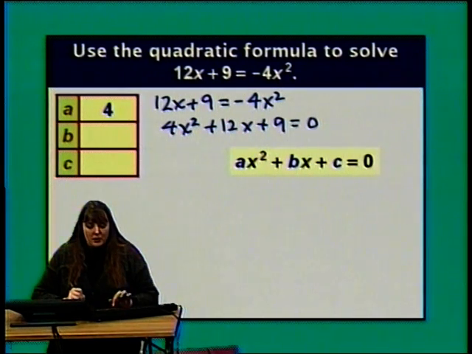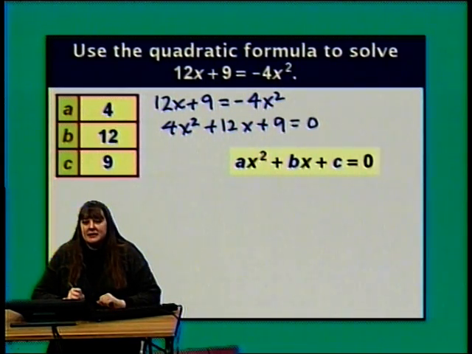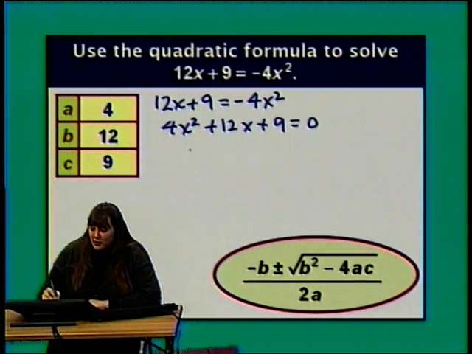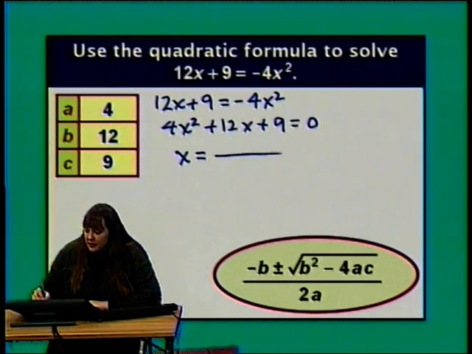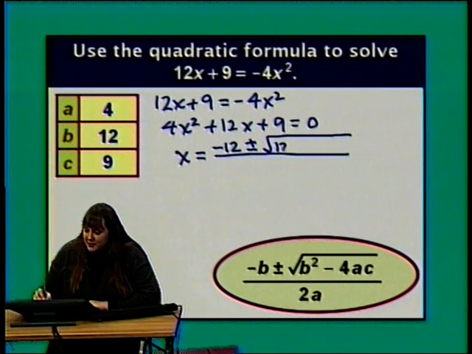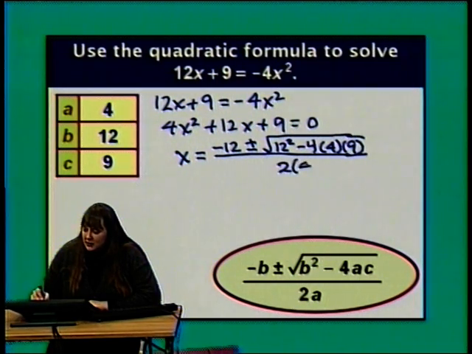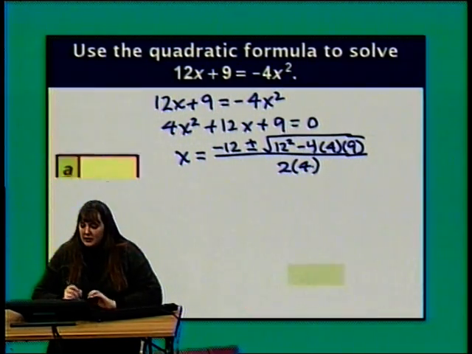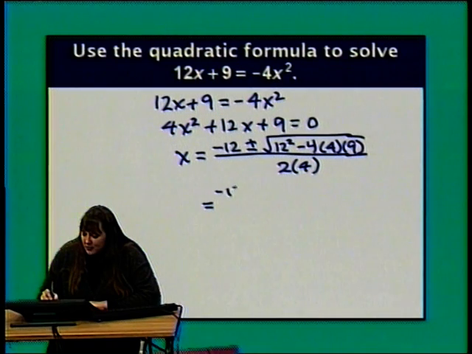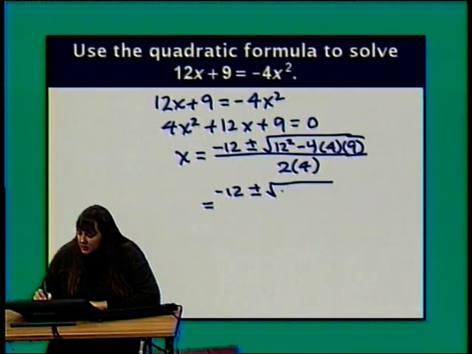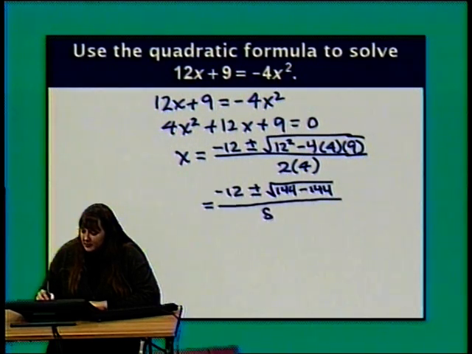So we see that a is 4, b is 12, and c is 9. Pulling out the quadratic formula, we know that x is going to be the opposite of b, that's negative 12, plus or minus the square root of b squared, that's 12 squared, minus 4 times a, which is 4, times c, which is 9, all over 2 times a. In this case, that's 2 times 4. Let's simplify. This is negative 12 plus or minus the square root of 144 minus 4 times 4 times 9 is 144, all over 8.